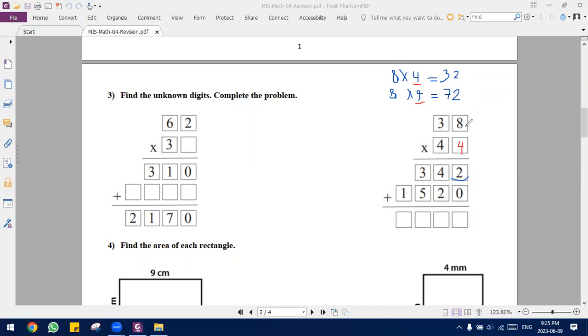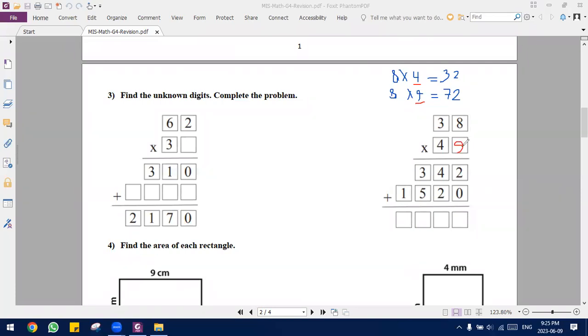Let's multiply. 8 times 4, as we said up, it's 32. We write 2, we carry 3. Then 3 times 4, 12. And then we add 3, it will be 15. But if you check here, it's 4. And I said 15. What does that mean? It means 4 is not the correct answer. So we remove it again. And now I try to use number 9.